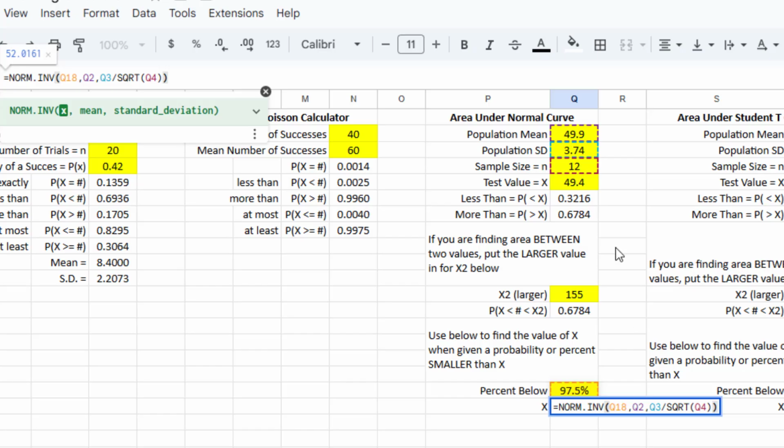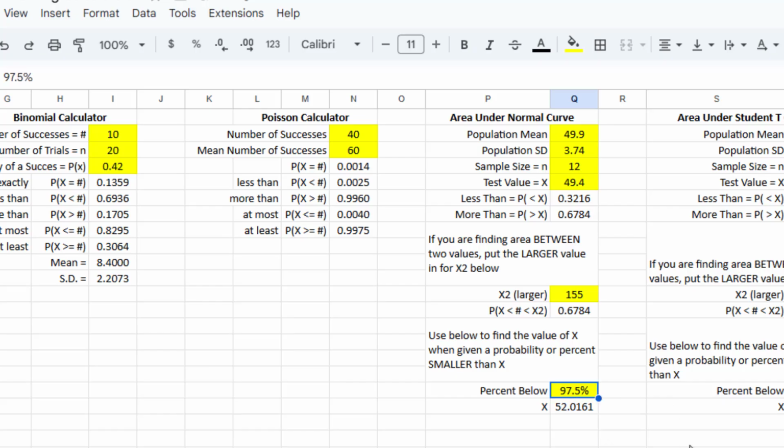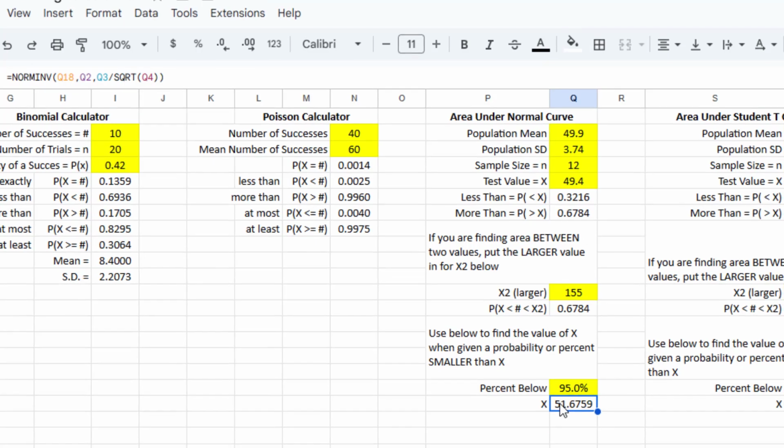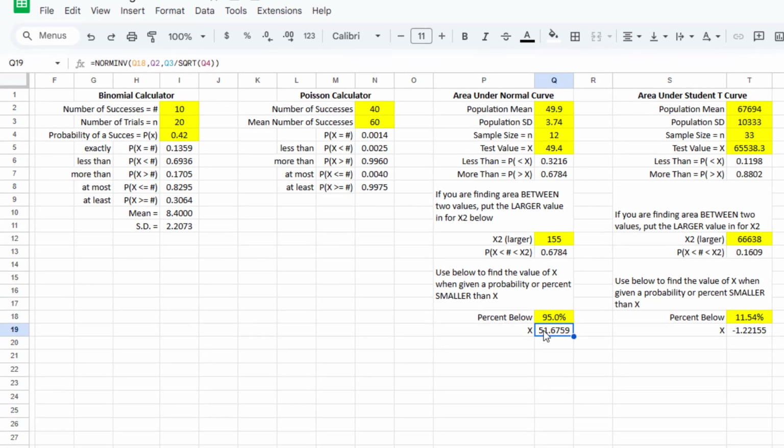And then comma, I click on Q2 for the mean, and then that same old thing of Q3 divided by the square root for the standard deviation. Okay, so as you can see, if I want this to be 95%, I type in 95, not 0.95, but it's still doing the math correctly for me, and it's still giving me, okay, a value of 51 would have 95% of the stuff below it.